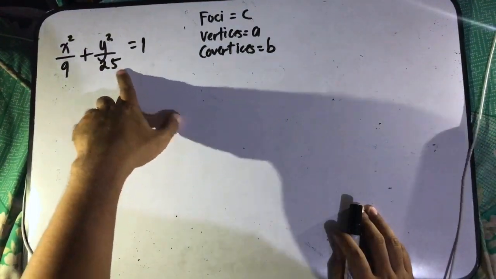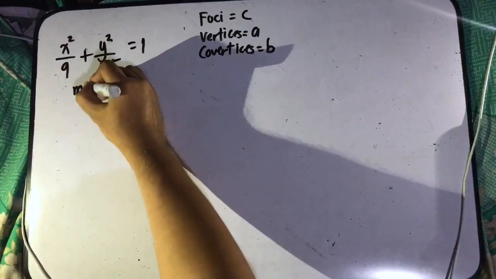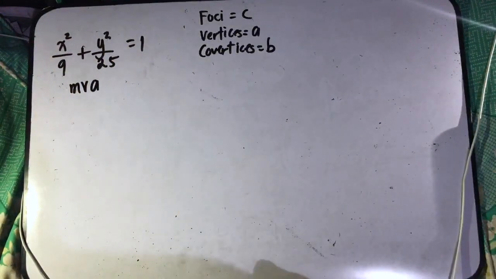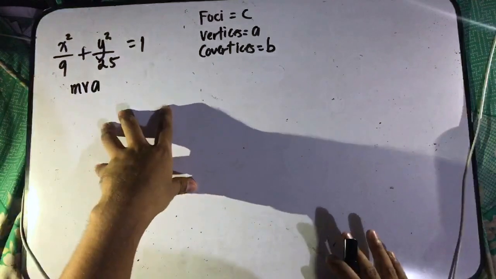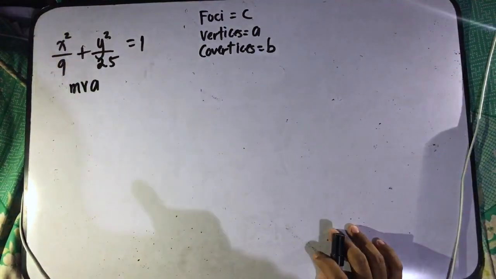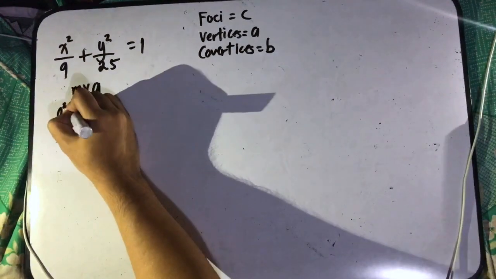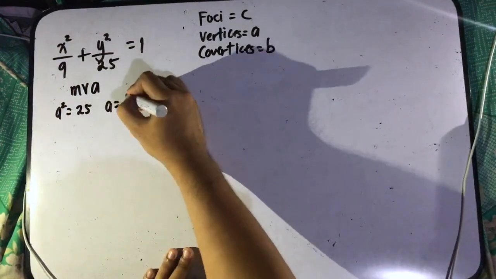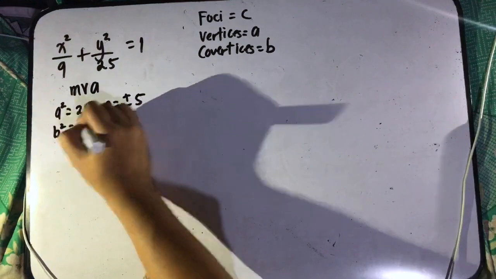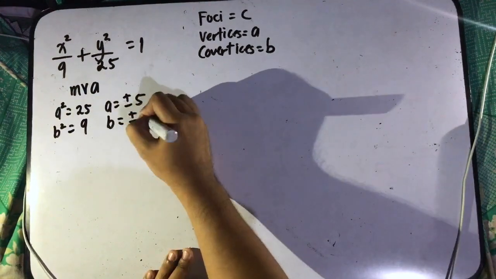Anong kapartner ng 25? Y. And we call this as major vertical axis. So, MVA, so nandun siya. Ibig sabihin, tataas at bababa tayo ng A at kanan at kaliwa ng B. Okay, we all know that A squared is equal to 25. And that A is plus minus 5. And that B squared is equal to 9. And that B is plus minus 3.